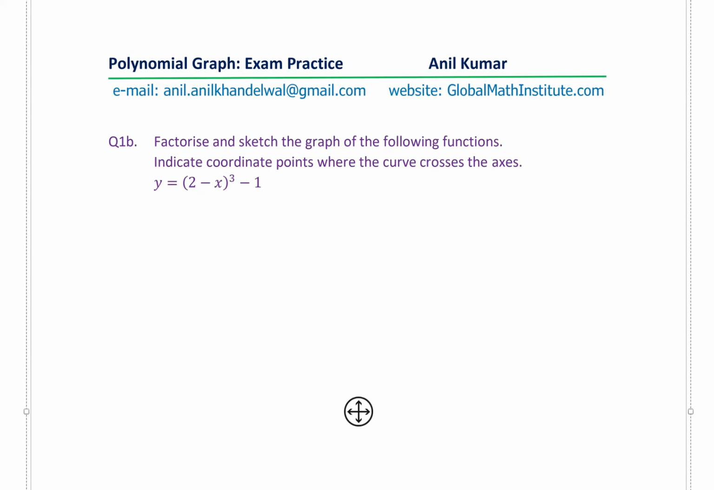The second question here is, we need not factorize this, so we'll just sketch the graph. Since the equation is given in the vertex form, let me rewrite the equation, which is y equals 2 minus x whole cube minus 1. So that becomes the equation.